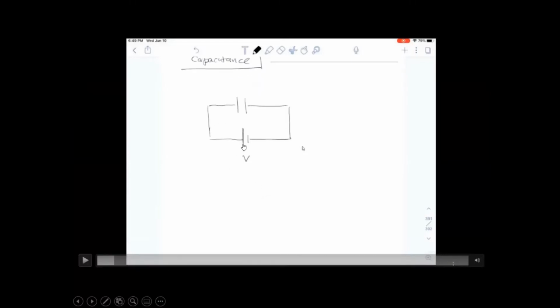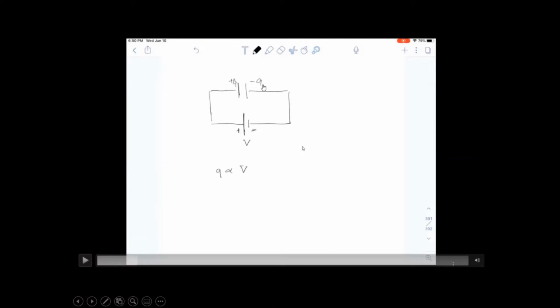So the electronic symbol of a battery is this. This is your voltage source, the power source. All right, so the positive terminal is going to make this side positively charged. The negative terminal is going to make the opposite side negatively charged. All right, so it's going to acquire a net charge, positive or negative. It's going to be the same. So it's going to have equal amounts of positive and negative charges.